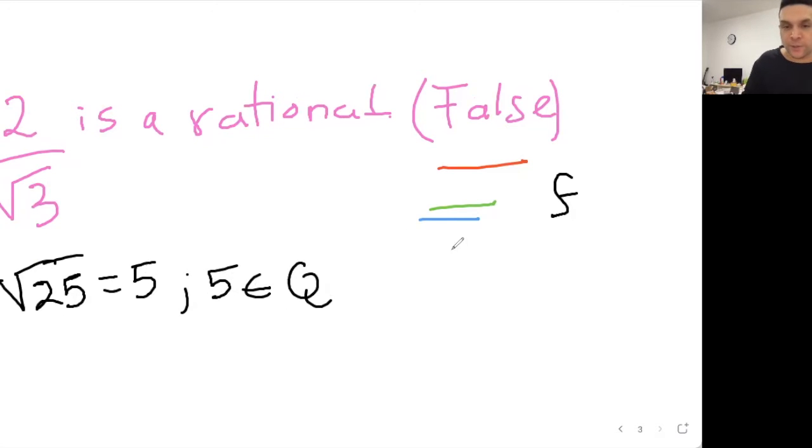And why is it a rational number? Well, because you can write it as 5 over 1. And this is a ratio of two integers, and this is 5. Very simple, right?